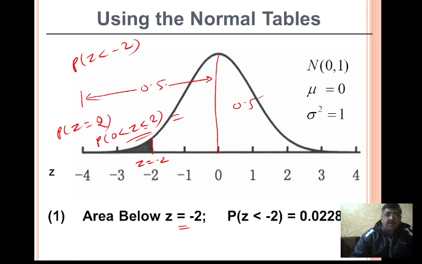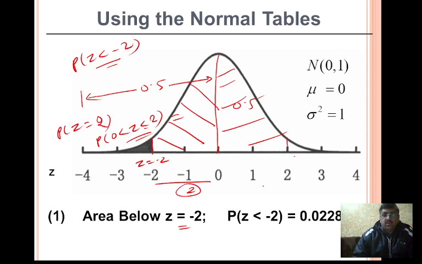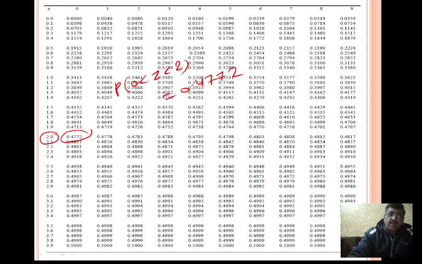In our table, we don't have a value for the probability of z less than -2. That means we don't have the value for this part, but we do have the value for this part. These parts are similar, because this is 0 to 2 and this is -2 to 0. That means the distance is the same: here we have 2 units, and here also 2 units, right? The probability of z from 0 to 2 is available as 0.4772, right?